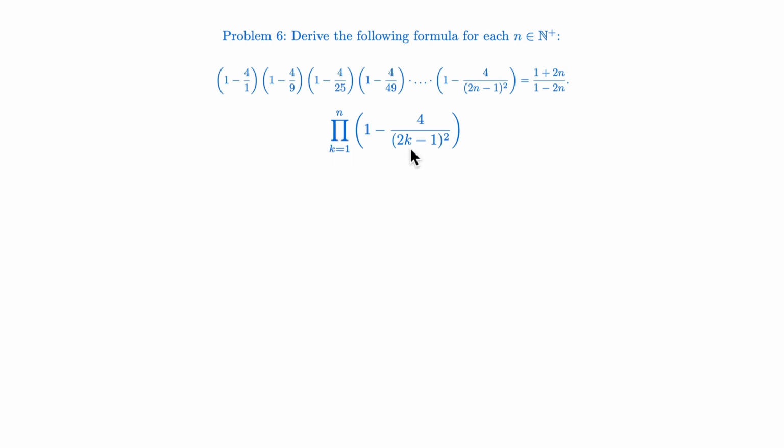Then for k equal to 2, you will get here 4 minus 1 is 3, 3 squared, 9, and so on and so on. And the last one will be for k equal to n, so you simply plug in k equal to n here and you get this factor. And we have to prove that this product is equal to this number, which depends on n, obviously, but you see that this formula will hold for all the values of n.